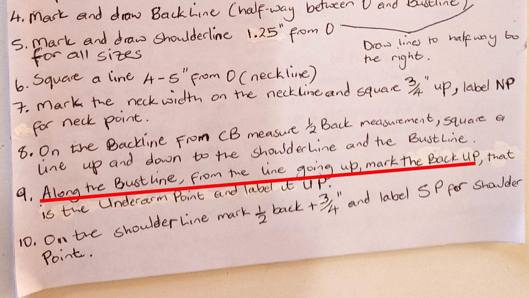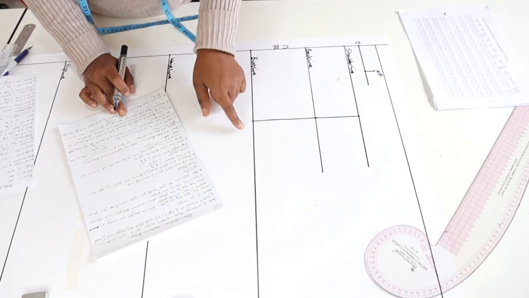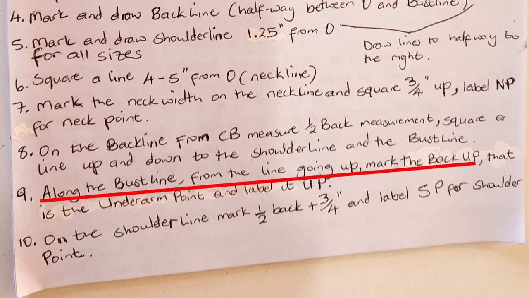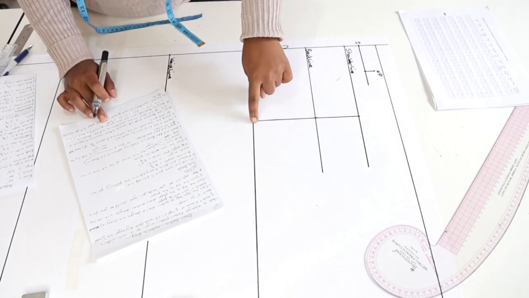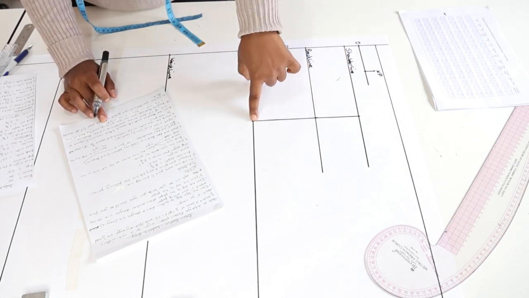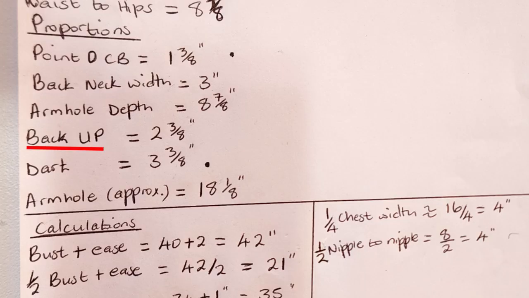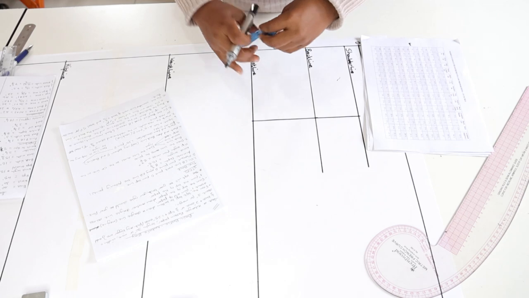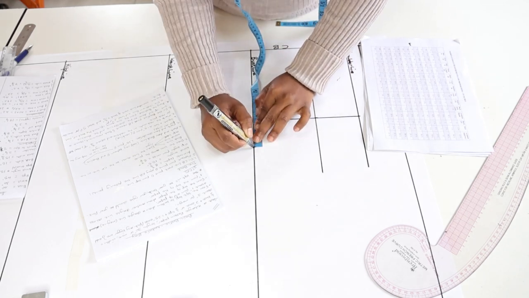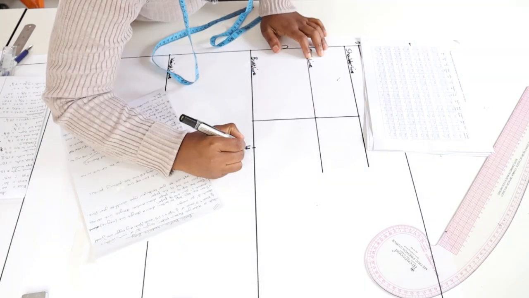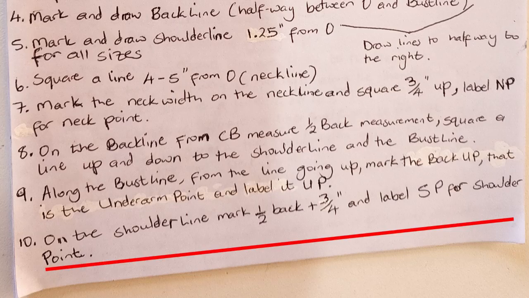And then next, it says along the bust line, which is right here, from the line that is going up, the line that we have just drawn right now, we are going to draw the underarm point starting from this point right here. Its back underarm point is 2 3/8 of an inch. We are going to take that measurement, 2 3/8 of an inch. Label it as U.